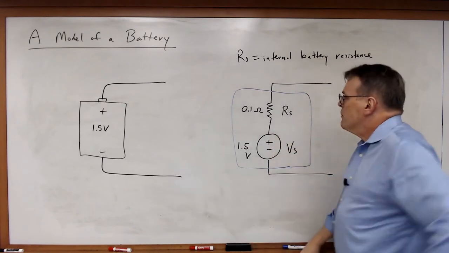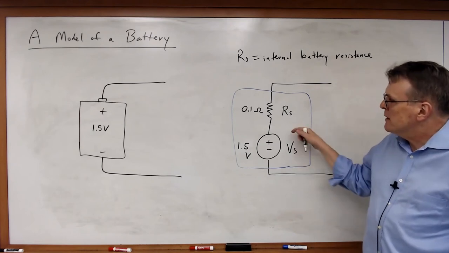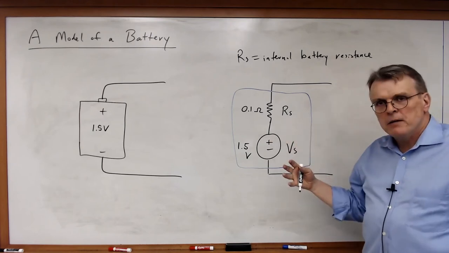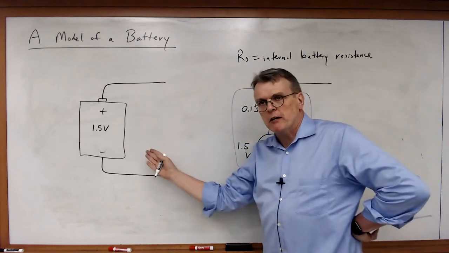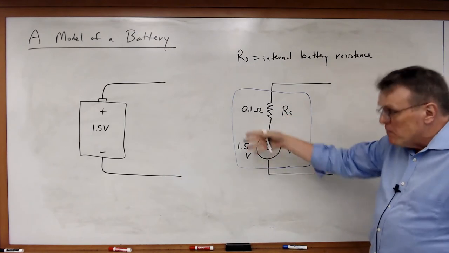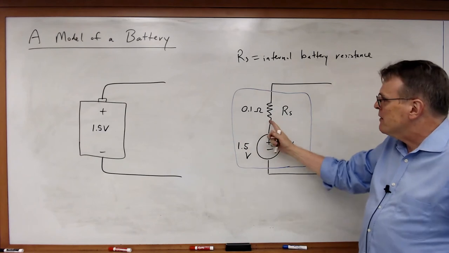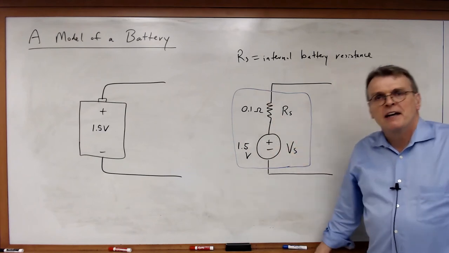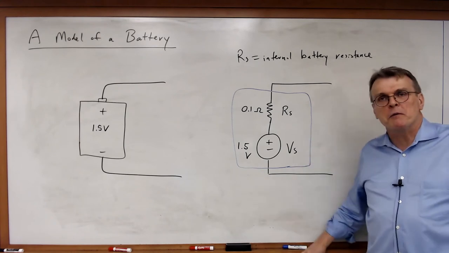Now, one of the reasons why this is a nice model for a battery is you can actually simulate or predict how a battery is going to discharge and run out of energy. Over time, as you run the battery and the chemical reaction is used up inside the battery, the internal resistance increases. That's actually a pretty good way to model how a battery decays in performance.